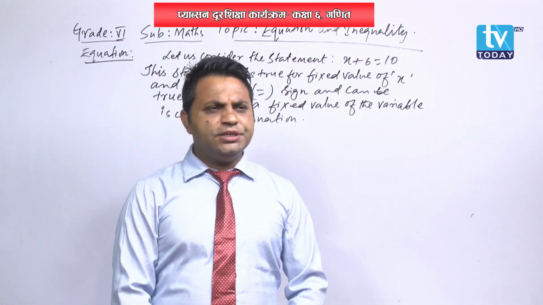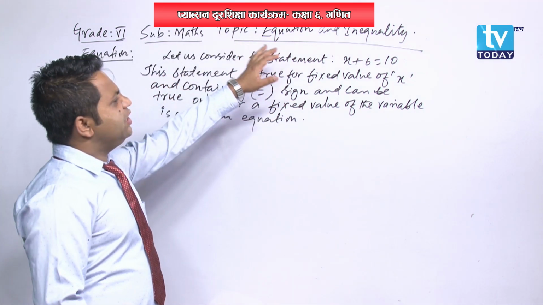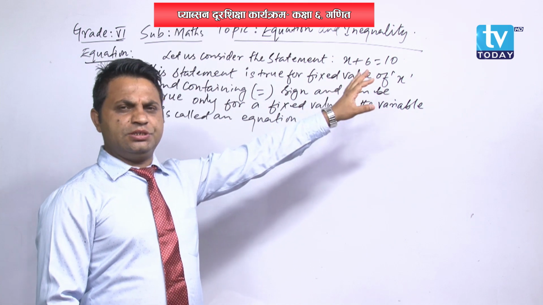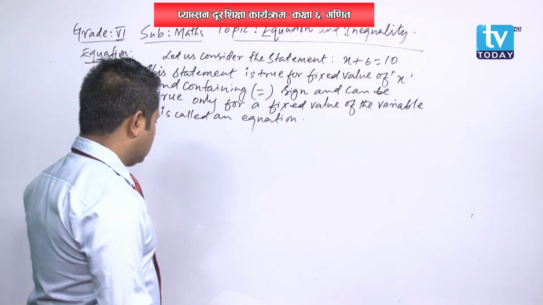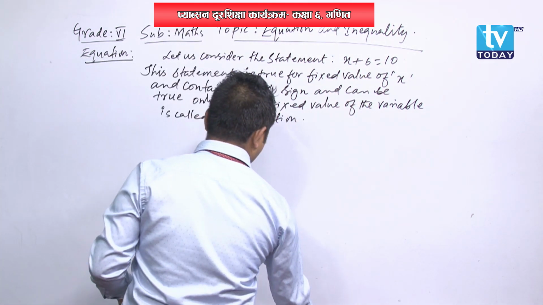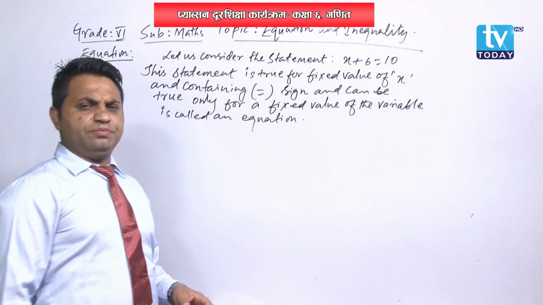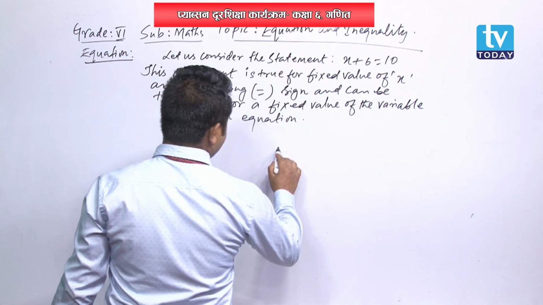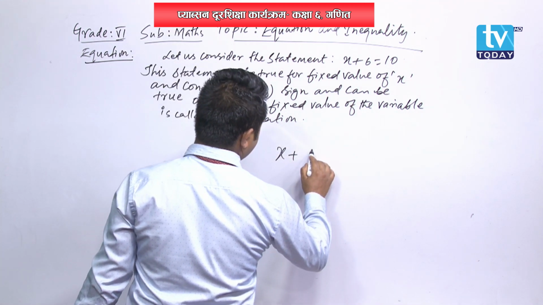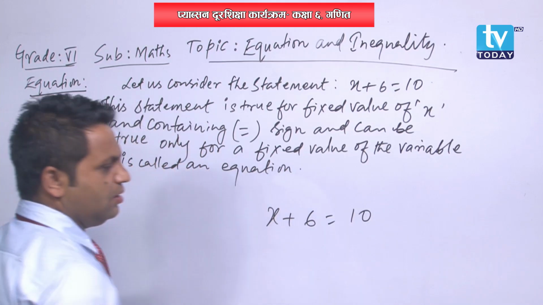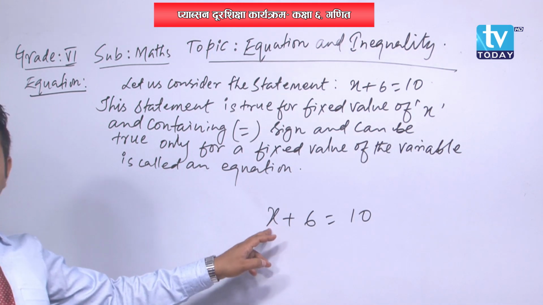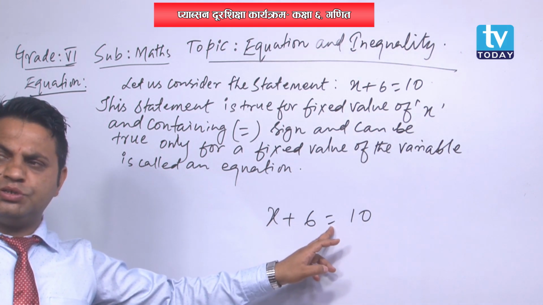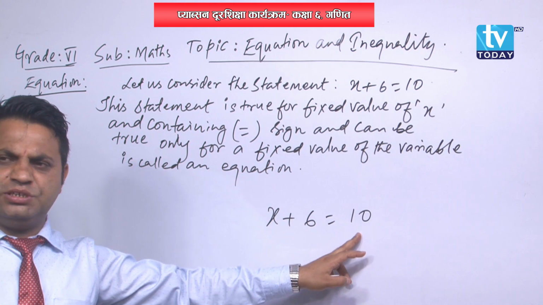Our topic is equation and inequality. Is that clear? Our topic is equation and inequality. What is an equation? First, let me write some examples here. Suppose x plus 6 equals 10. There is a variable and there is an equals to symbol. So, this is an equation. Is that clear?